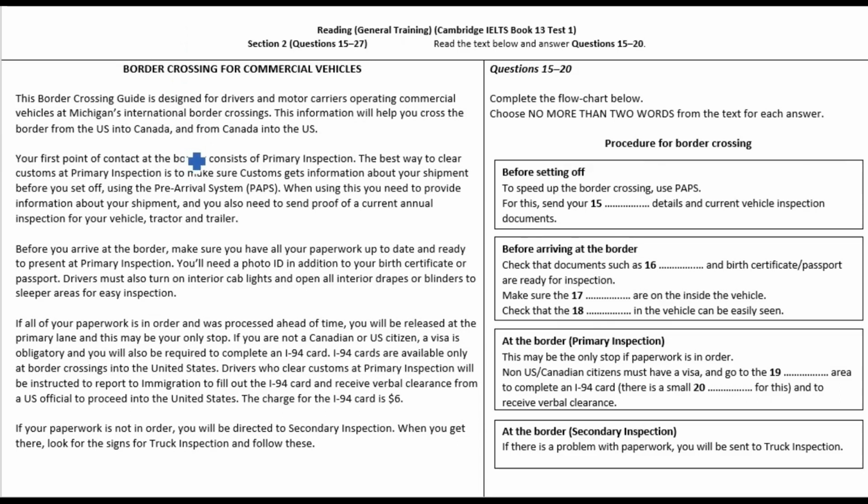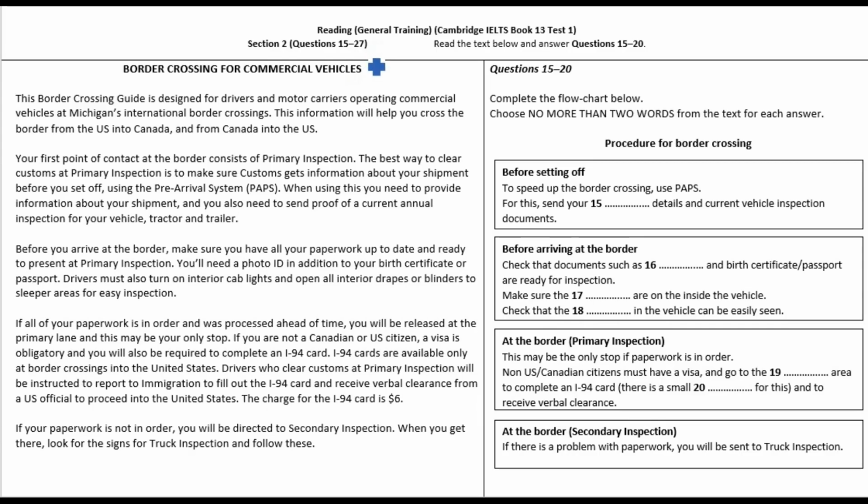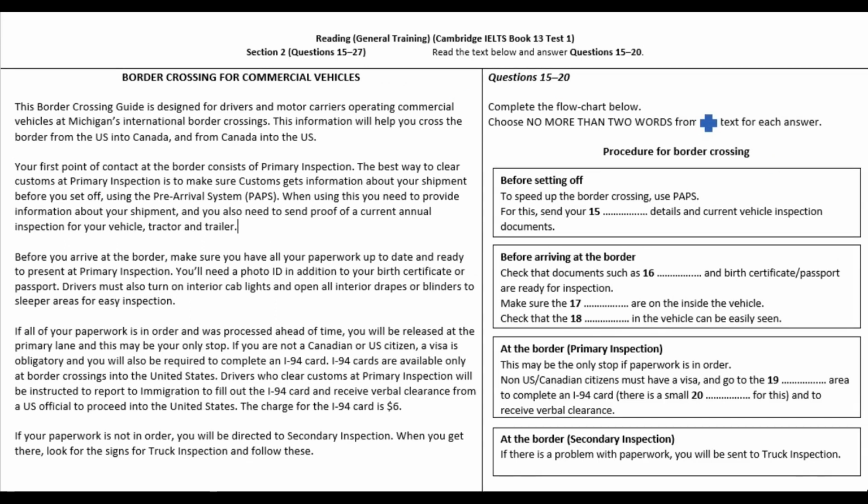We start working on the first passage of section 2 now. Just as in section 1 of IELTS Reading General, in section 2 also we avoid reading the passage because the text in the passage is comparatively less. What we try to do is look for the answers after identifying the keywords in the question. So the first step is just reading the heading, in this case border crossing for commercial vehicles. Since there are no other headings in the passage, we'll straight away go to the questions.